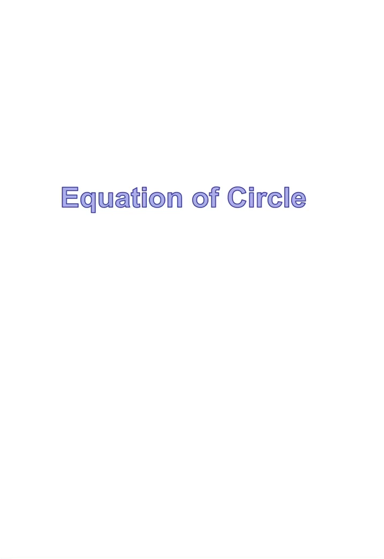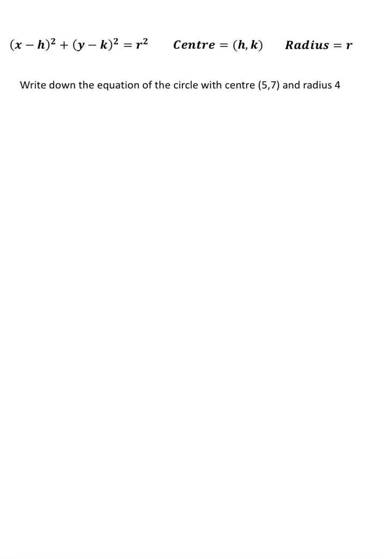In this video, we're going to be looking at the equation of circles. In the previous video, we had a look at the equation of circles that had a center at the origin, 0, 0. In this video, we're going to be looking at circles where the center is not at 0, 0. Up at the top here, you can see the equation: x minus h all squared plus y minus k all squared is equal to r squared, with the center being (h, k) and the radius r.